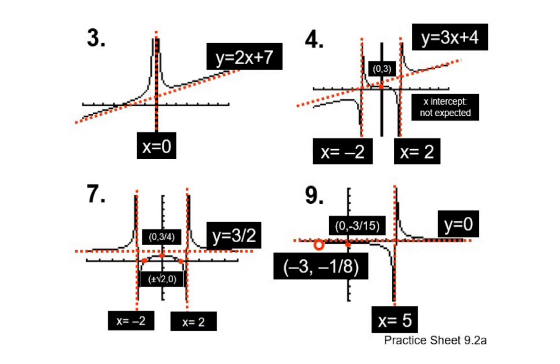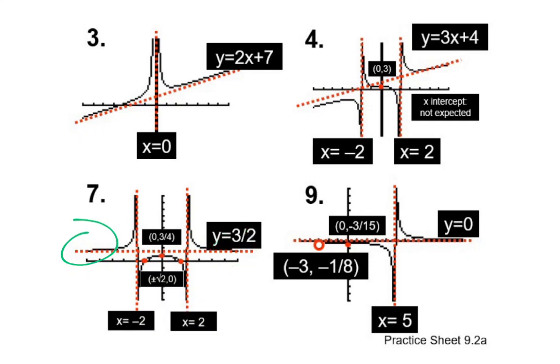Now, number seven, I just put this on here because I wanted to mention that you should be able to find both the x-intercepts and the y-intercepts without a calculator. You should be able to correctly set the equation equal to zero, as well as plug in zero to get each of those intercepts. Notice that a horizontal asymptote also applies, but only to infinity.